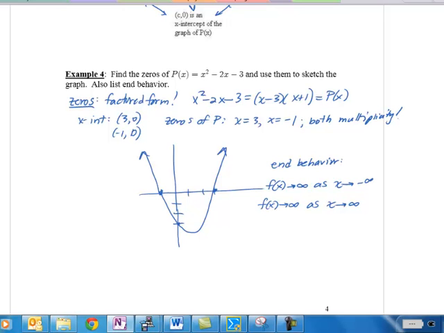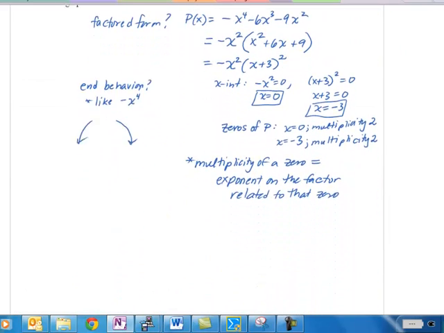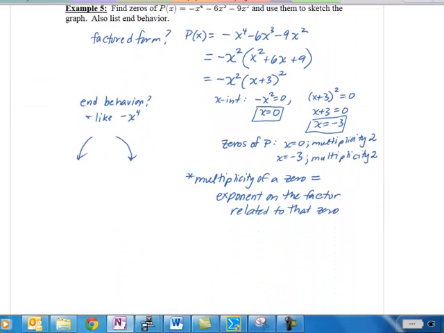And the behavior at the x-intercept depends on the multiplicity. Notice for these that were both multiplicity 1, the graph just went right through those x-intercepts. But you'll find that when the multiplicity is even, like it is here, the behavior is a little bit different. Let's see what's going on with these. Alright, so we want to pay attention to 0 and -3.